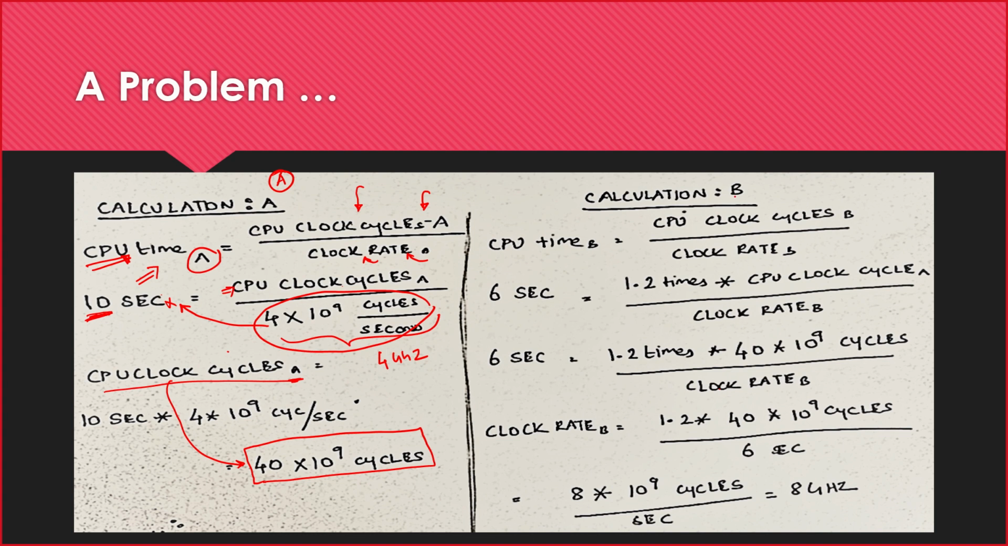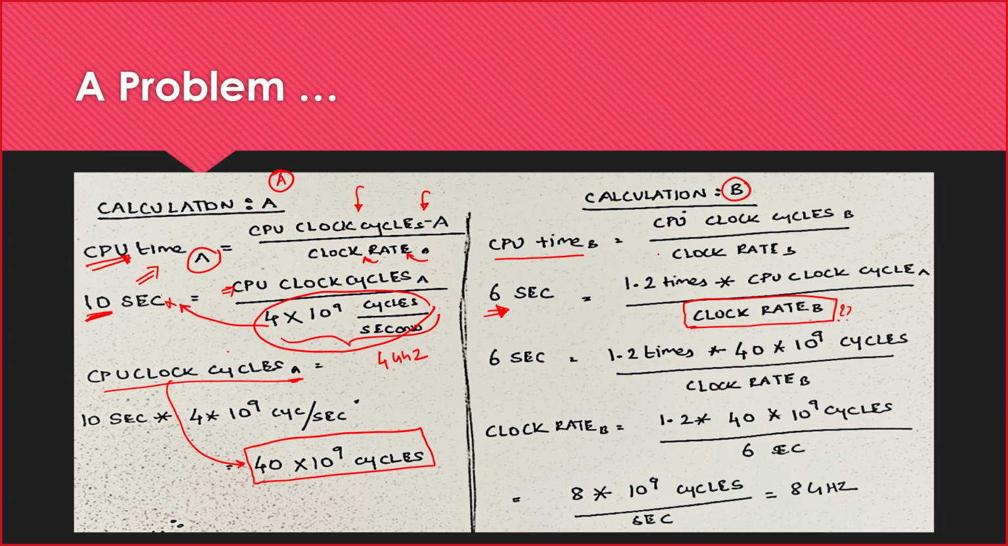Calculation B. I am going to do the same calculation for computer B now. CPU time B equals CPU clock cycles B by clock rate B. Now we know the time requirement. We need the process to be completed in 6 seconds, and we do not know the clock rate. This is the question. This is what we need to find out.